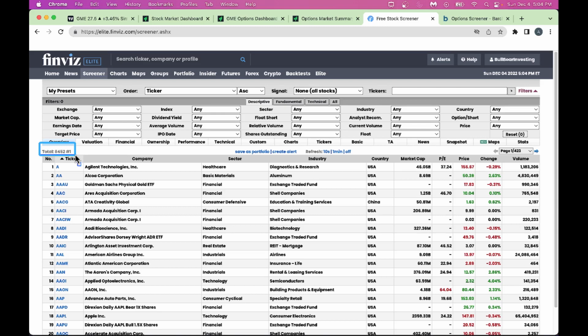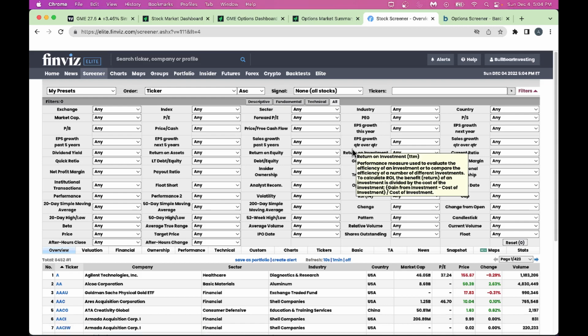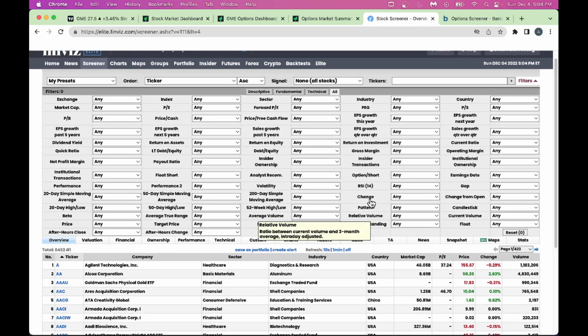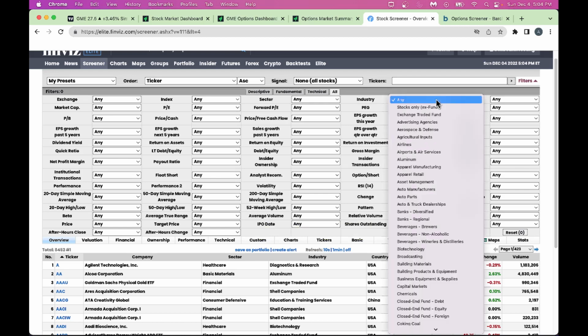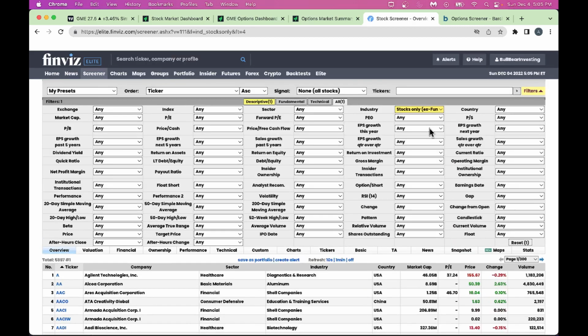If you want to trade options, typically what I like to do to begin with is click on this All tab, so that way I can look at all the criteria. Since I want to trade stocks, I go to industry and select stocks only, no funds. The moment I select stocks only, we drop from 8,000 to about 6,000, as you can see here, 5,997. So that's the first thing you can do.